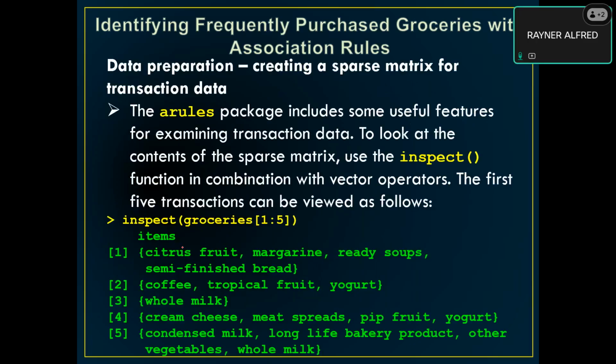We can use inspect to look at the content of your grocery. After reading, we are looking at the column number, only 5 columns. Some of them may not have enough, 5 columns. For example, this one is only 1, this is 2, 3. But they're looking at only 5 columns here.